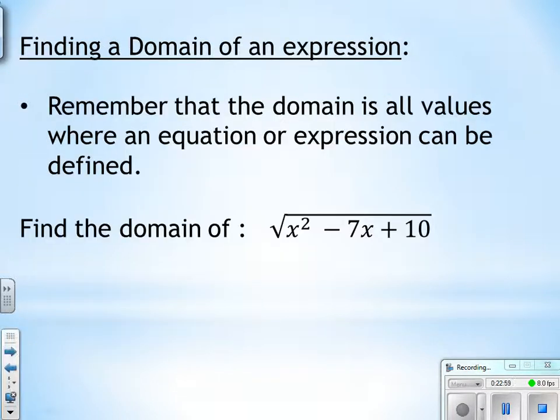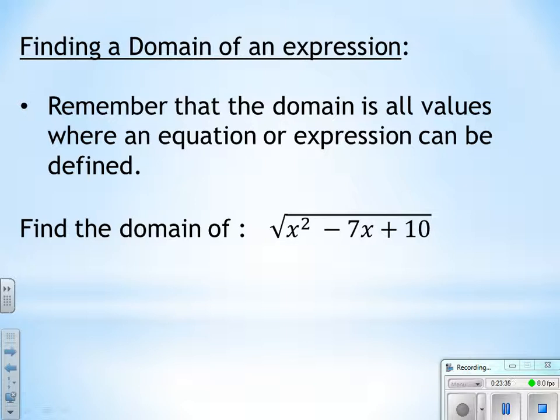One last skill. Domain is something that comes up in a lot of our lessons this year. A domain is referencing our x values that can be used in our problem. There are different situations where we have to throw out numbers because they make things undefined or not solvable. If we're looking at this radical expression and it's asking us to find the domain, there's certain things that you already know about square roots. In order to find real answers to square root problems, you need to have a positive number underneath.